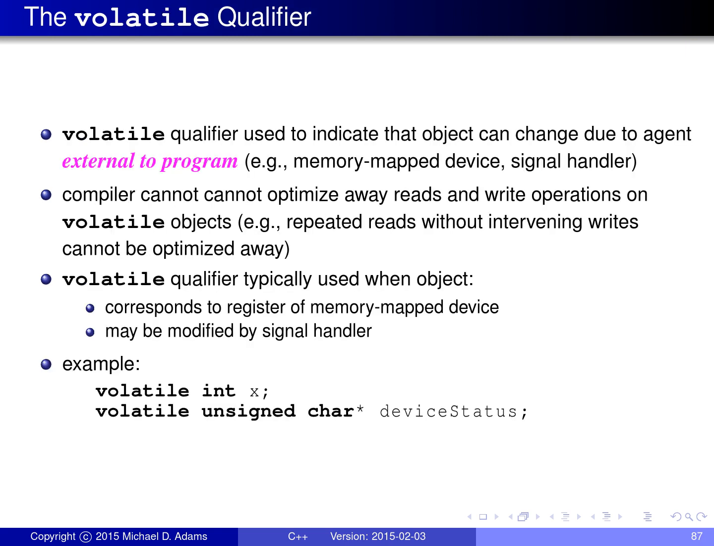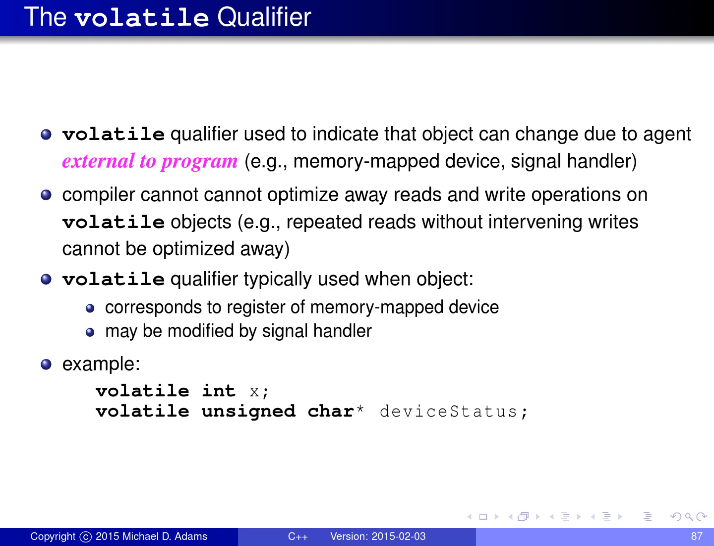Earlier we discussed the const qualifier, which is a qualifier that can be applied to a type in order to express the notion of constantness or immutability. In C++, another qualifier that can be applied to types is the volatile qualifier. And the volatile qualifier is used to indicate that the value of an object can change due to an agent external to the program. In other words, if an object is of some volatile type, the value of the object can just spontaneously change without ever being modified by the program.